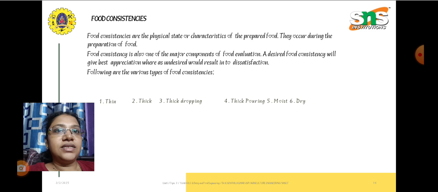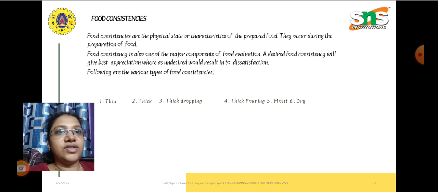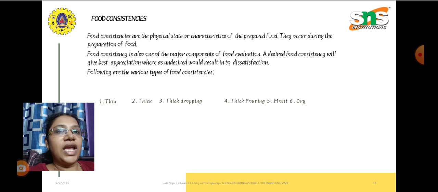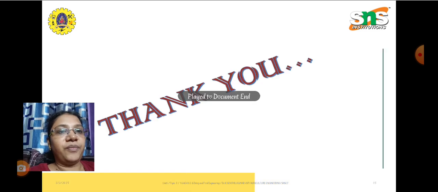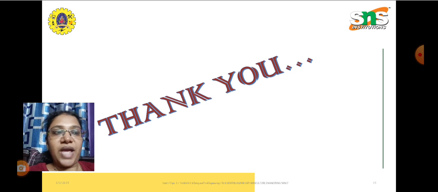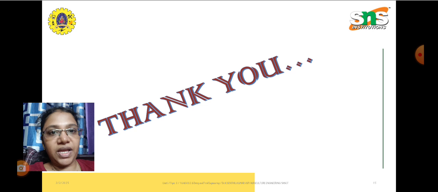Then food consistencies. How can we categorize consistency? First of all, we can relate it to the physical state, or the characteristics of the prepared food, as thin, thick dropping, thick pouring, moist type, and dry type. So this is the basic idea, or the concept, behind food textures.